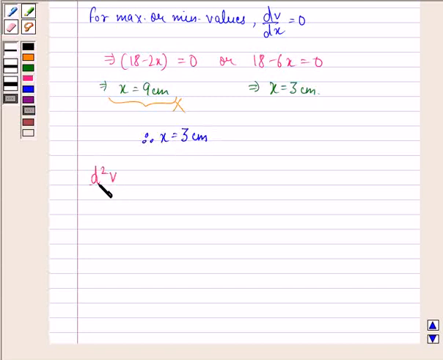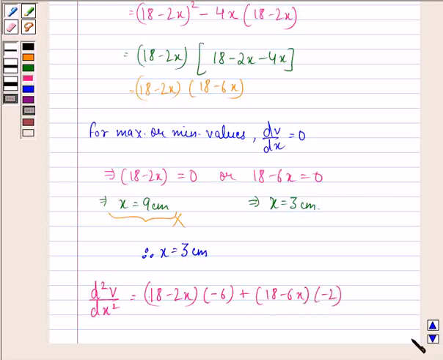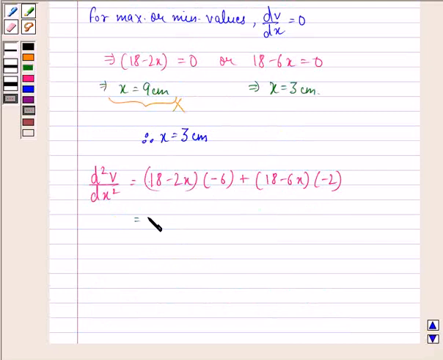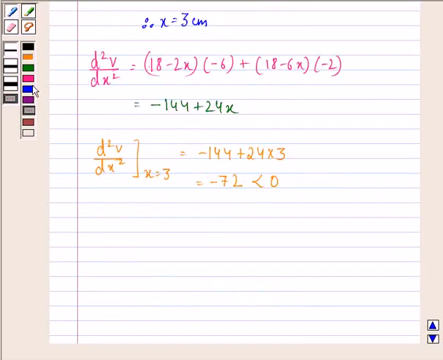Now, the second derivative, that is d2V by dx2, will be equal to (18 minus 2x) into minus 6 plus (18 minus 6x) into minus 2. Here we apply the product rule. This is equal to minus 144 plus 24x. Now, d2V by dx2 at x equals 3 is equal to minus 144 plus 24 into 3, that is equal to minus 72, which is negative, or we can say which is less than 0. Therefore, volume is maximum at x equal to 3.